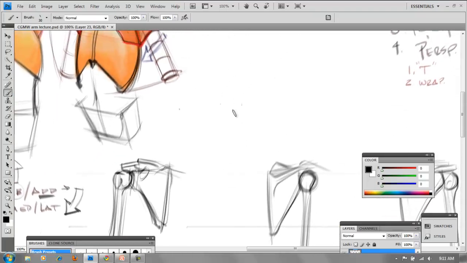And let's jot down which ones it is that we'll be discussing so that we can assign them all a shape that can be analyzed and designed. We'll talk about the coracobrachialis.